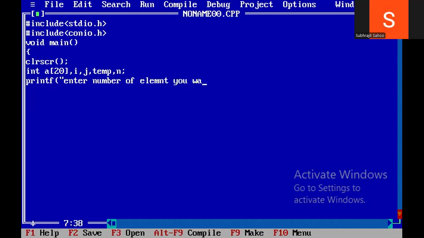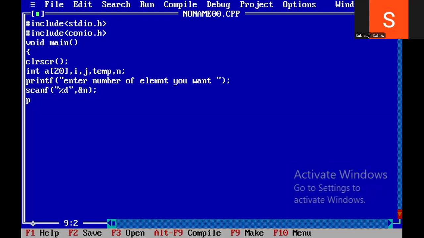You want based on the user. The user will enter the number of elements. So once this message is displayed, the user will enter that n value from the keyboard. So scanf function has to be there, scanf("%d", &n). Then after finalizing the number of elements, I have to enter the elements into the array.